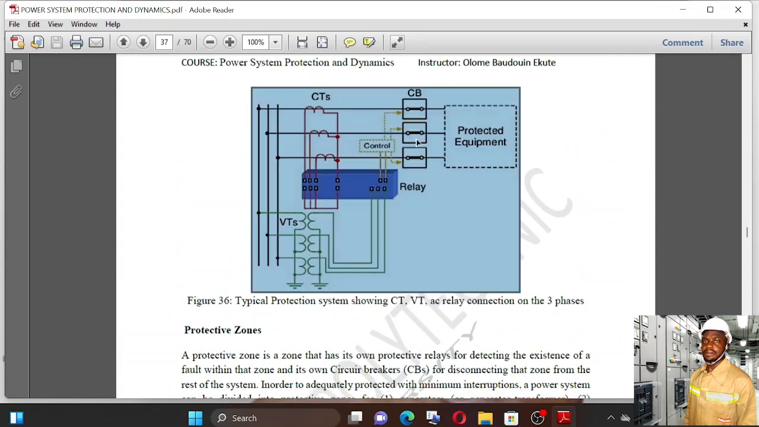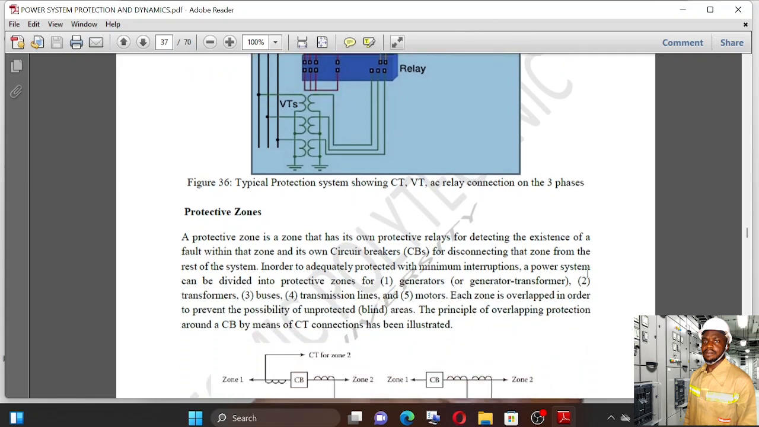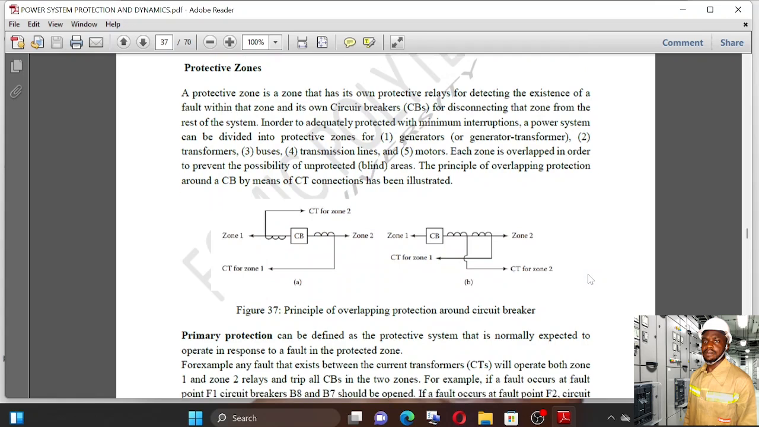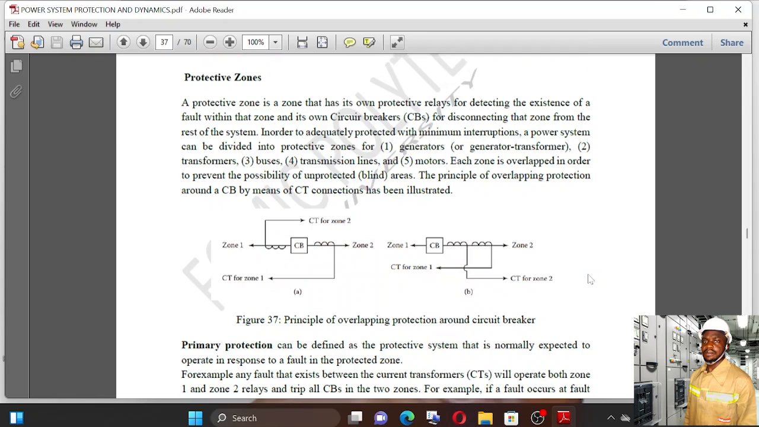Here is still the same illustration of how those various equipment can be interconnected in order to provide the protection and control action. Okay, another thing which is very essential to understand in power system protection is the zones of protection. What are zones of protection?